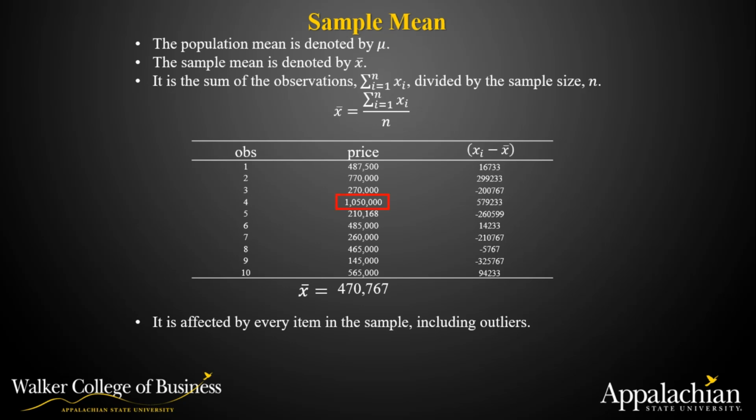As I said before, it is affected by every item in the sample, including outliers. So for example, here we have a house that sold for over $1 million, which is pretty unique in this sample, and therefore that is going to inflate the mean price in this sample.